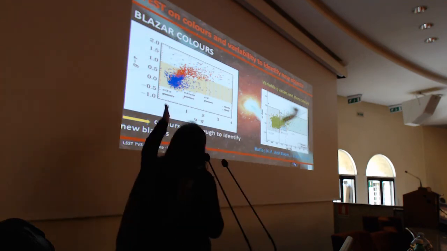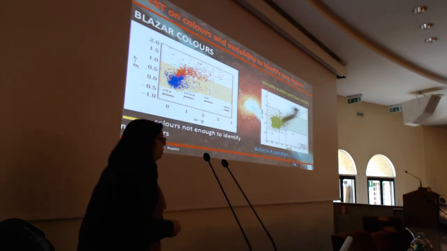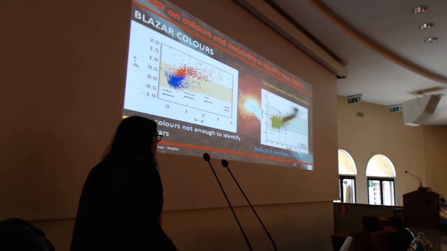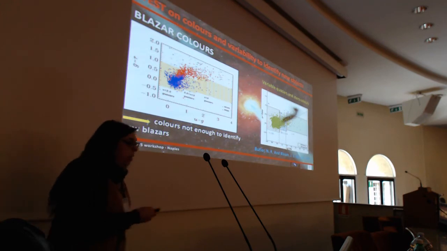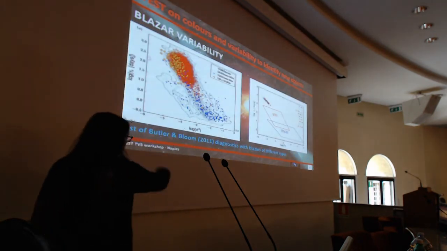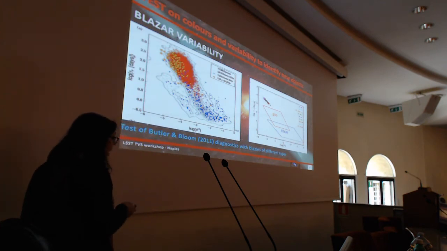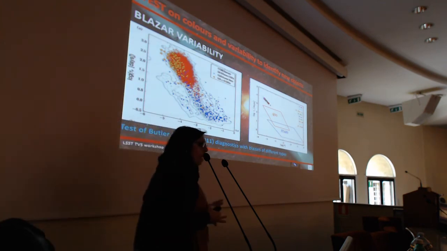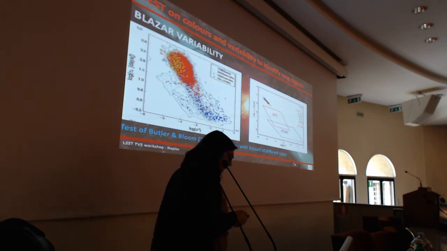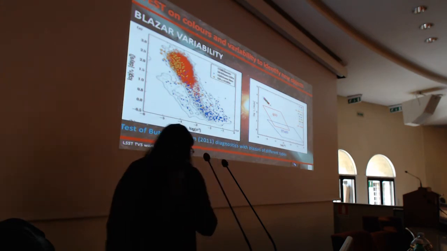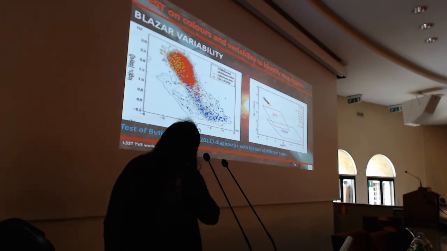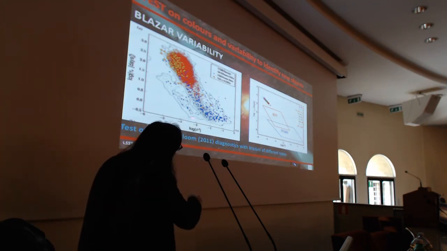The same we are doing for the blazars, but it's the same. No, it's not good for identifying new sources. For this, we study the variability. It's the same. I take the Butler and Bloom test. They take 4 different parameters to identify the source. In this case, with these parameters, the quasars are here and the variable stars are here.